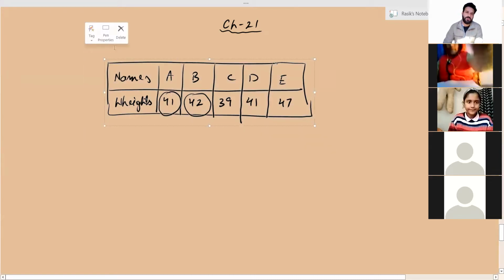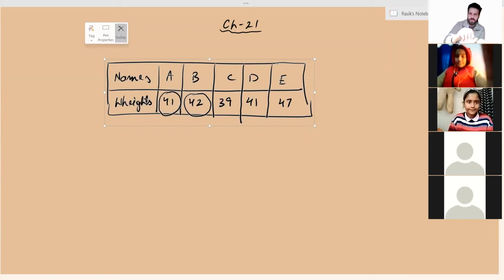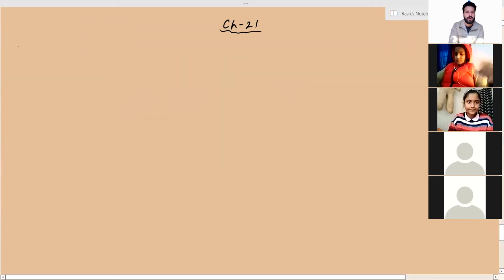So very good. This is what we have to do in question number 1 also. So I give you question number 1 in homework. You have to write down all these definitions in your copy in homework. Clear? See question 1 from exercise 21A. Okay, sir. We will do this in the homework.